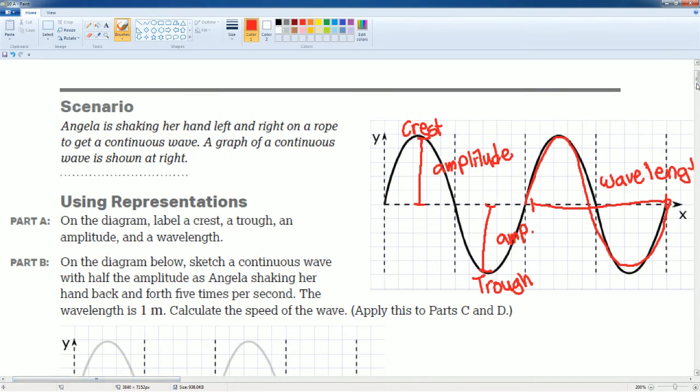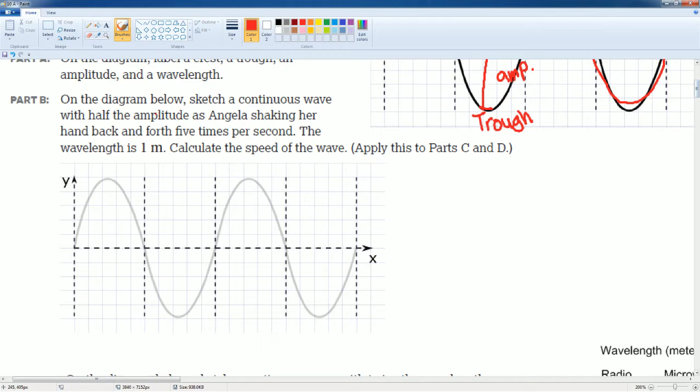On this diagram, it says to sketch a continuous wave with half the amplitude. That means, right here, it goes up to 1, 2, 3, 4, 5. That's how high it went. So half of it would be right here at 2.5. So it would look like this. Same equilibrium. 2.5 down, up 2.5, back to 0, 2.5, and here. This is when it's half that.